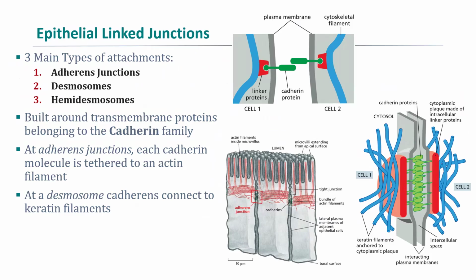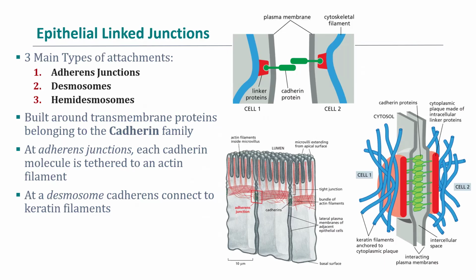Back to that broader classification of epithelial linked junctions, that we can just kind of think through. Really, all of these are epithelial linked, but we can break them down into three major classifications. We can call them adherens junctions, desmosomes, and hemidesmosomes. Just like we were talking about with our connective tissue being mainly made up of 40 different types of collagens, most of what we're talking about here are made up of a family of proteins called cadherins.